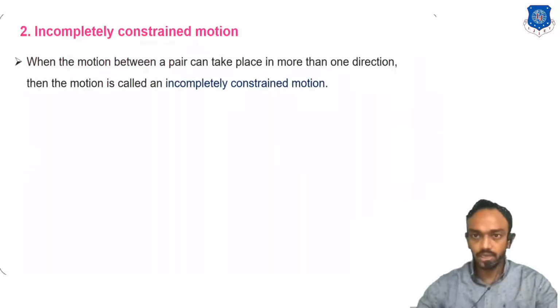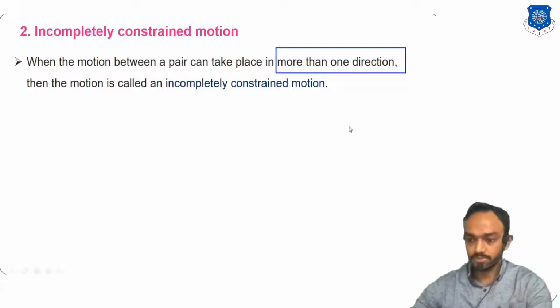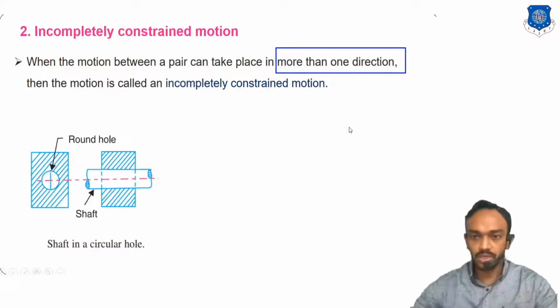Second is the incompletely constrained motion. If the motion between the pair is possible in more than one direction, let's check the example. It is known as incompletely constrained. You can see here, a round bar in a round hole.